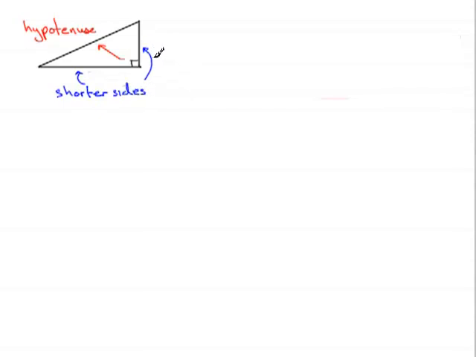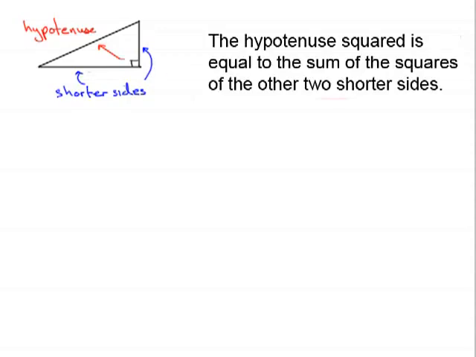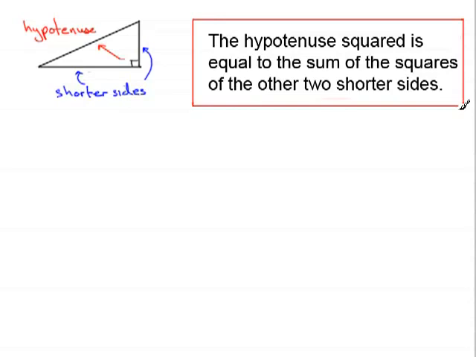Okay? So we have the longest side, the hypotenuse, which is opposite the right angle, and the other two sides are called the shorter sides. Now, what did Pythagoras discover? Well, he discovered that the hypotenuse squared is equal to the sum of the squares of the other two shorter sides. And this is a theorem or rule that you should learn. So we'll just highlight that here. Make sure you learn this rule.